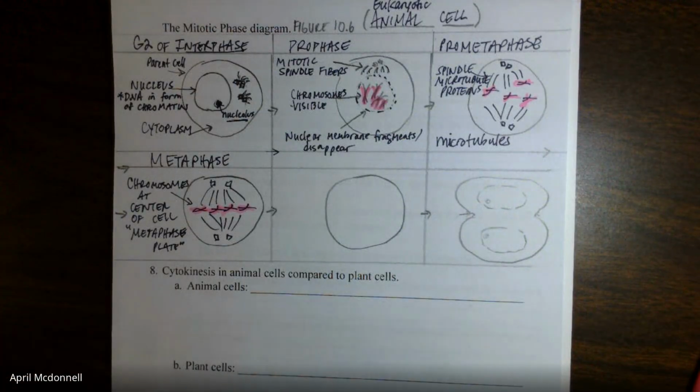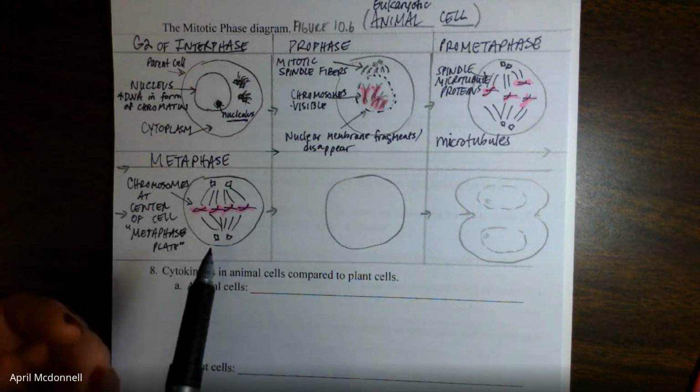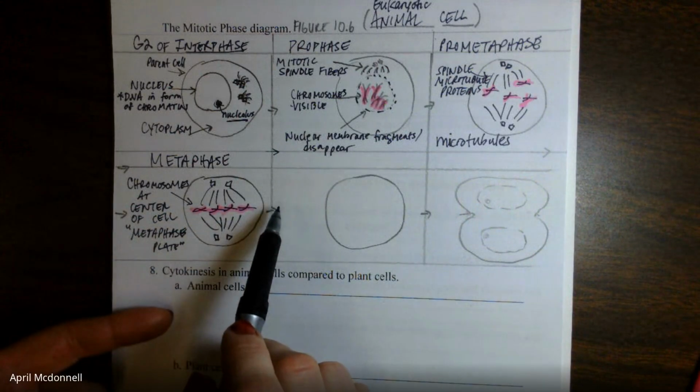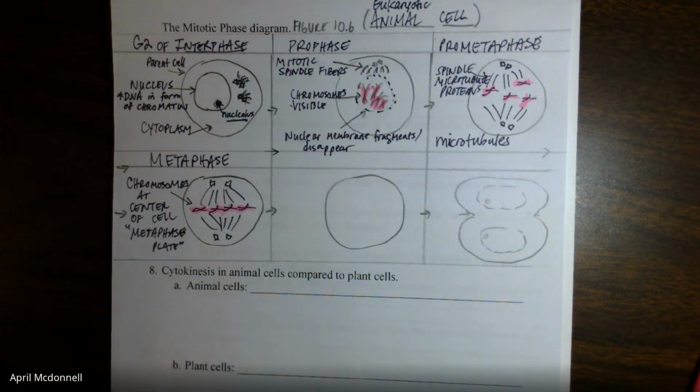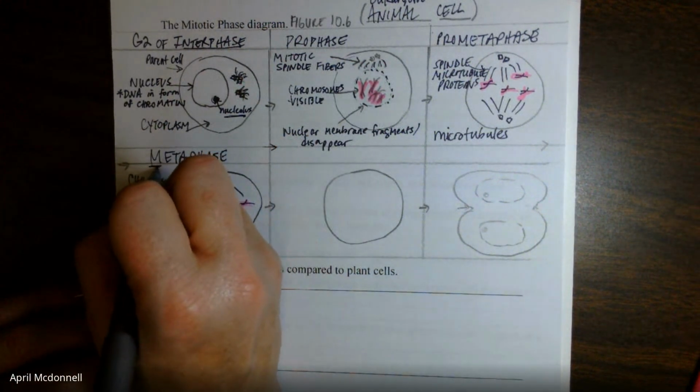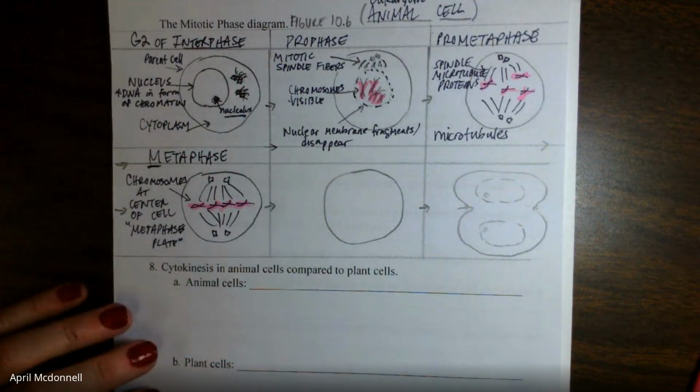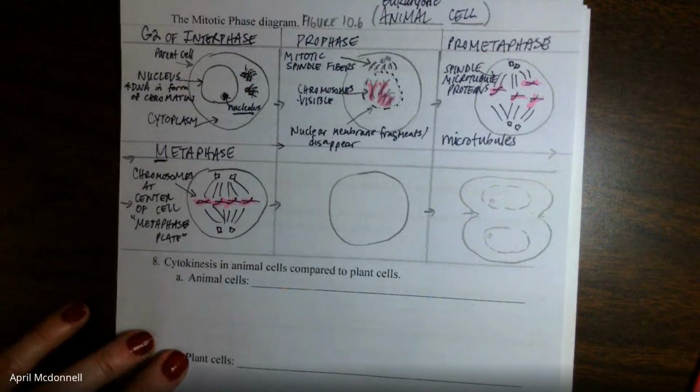If we want to make sure to evenly divide the DNA up, we have to put all of it at the center so that all the DNA can be pulled apart evenly. And that is the function of metaphase. So the way I remember it is metaphase, middle. Chromosomes are lined up at the middle of the cell.